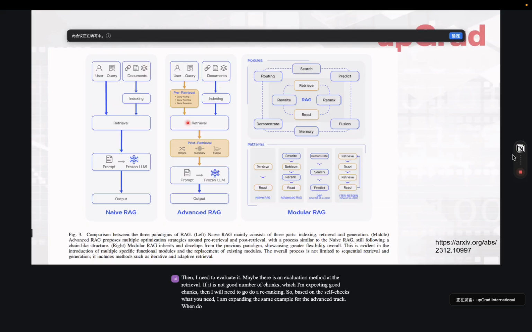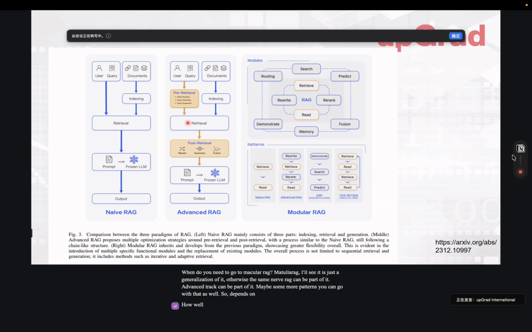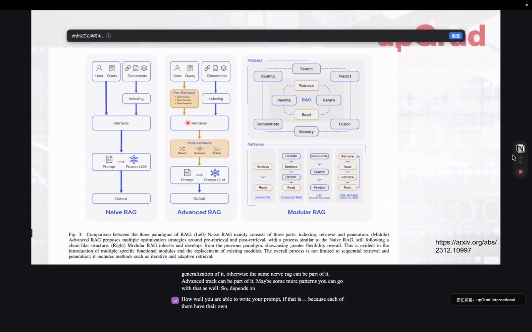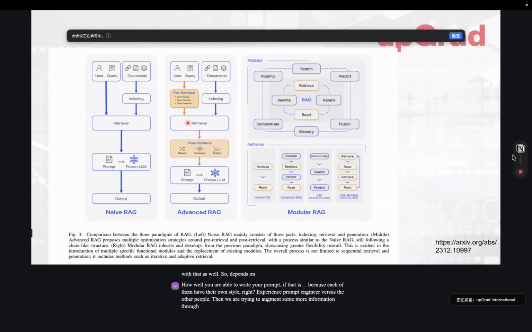When do you need to go to modular RAG? Modular RAG, I see it is just a generalization of it. Otherwise, the same naive RAG can be part of it. Advanced RAG can be part of it. Maybe some more patterns you can go with that as well. So it depends on how well you are able to write your prompt, because each of them has their own style, right? Experienced prompt engineer versus other people. Then we are trying to augment some more information through these patterns. That is the good example I can give to you.